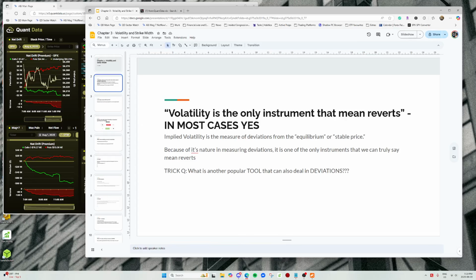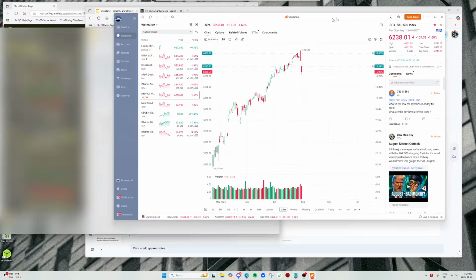Because of its nature in measuring deviations, it is one of the only instruments that we can truly say mean reverts. Now there's a trick question down there: it's another popular tool that also deals in deviations. We're going to ask that in a little bit, but let me show you really quick. Some people will argue that SPX mean reverts for sure. SPY, does it really? Take a look.